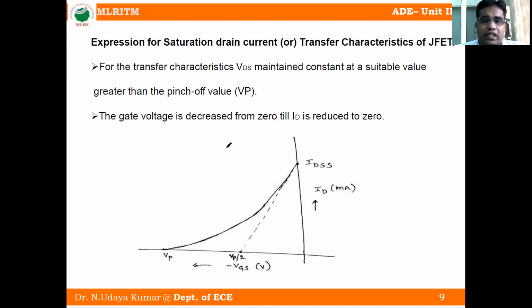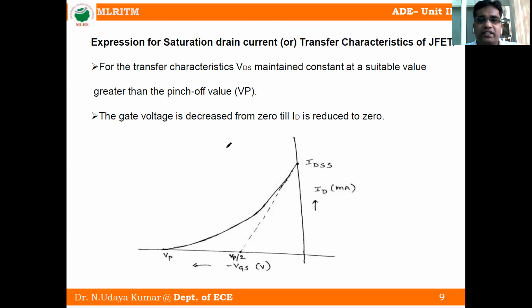Whenever the drain to source voltage is increased, at some point both gate terminals come close together in reverse bias. Close together means there is no channel in the middle, so both terminals are in contact with each other. At that time there is no gap or channel. That point we call the pinch off value, and the corresponding voltage we call the pinch off voltage, VDS.